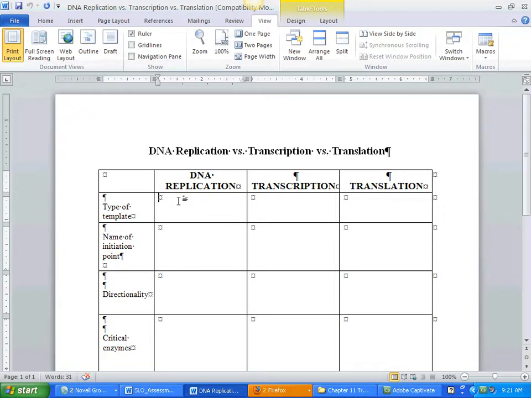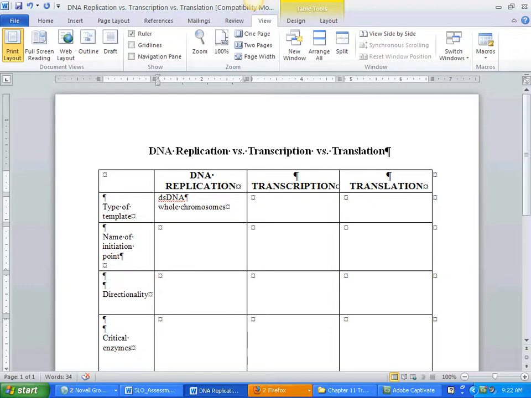So the first, we're going to start with DNA replication, and I'm going to go through this whole column. And you'll remember that DNA replication copies DNA. So we're copying from a double-stranded DNA template. And you could also say that the template is whole chromosomes, because during DNA replication we're trying to replicate entire chromosomes.